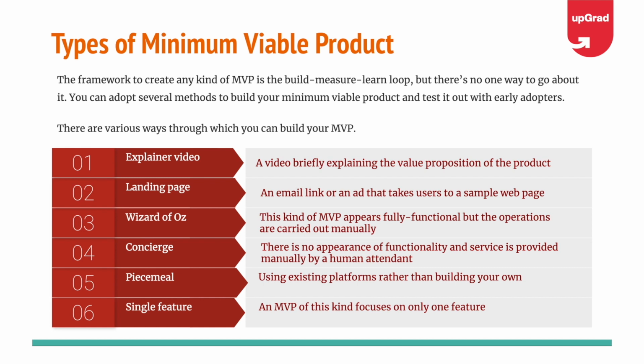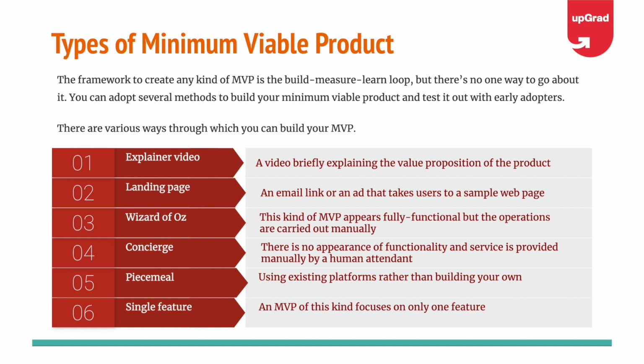In the Airbnb example and the Zappos example from the previous parts, we actually had some kind of a very basic working product in a way. You also saw that even a mailer could be an MVP. So the framework to create any kind of MVP is the build, measure, learn loop. But there is no one way to go about it. Like in the previous examples, you can adopt several methods to build your minimum viable product and test it out with early adopters. So I'll walk you through some of the basic ones. Obviously there could be many ways, but these are the major ones.